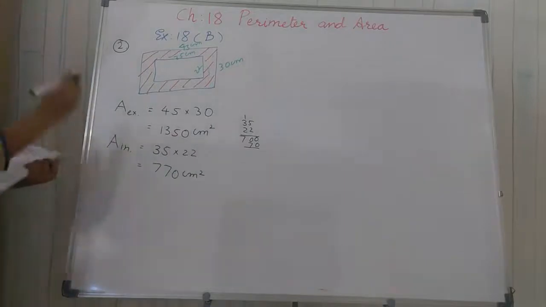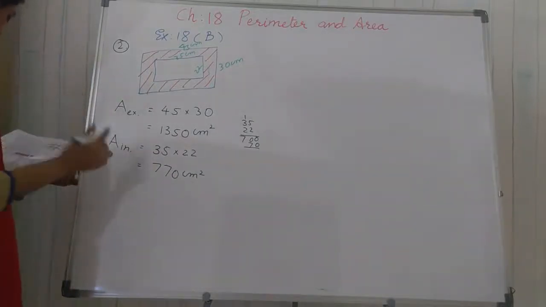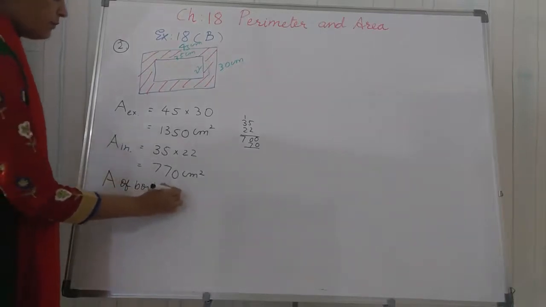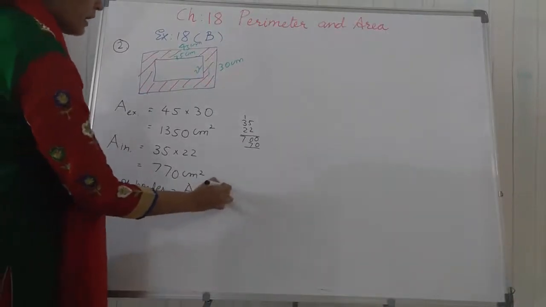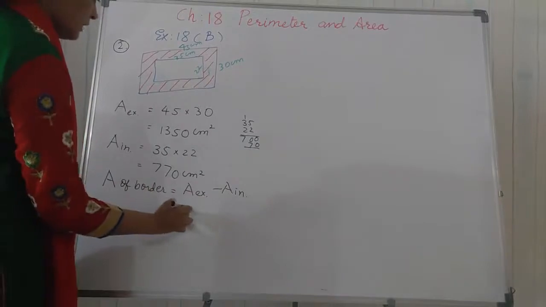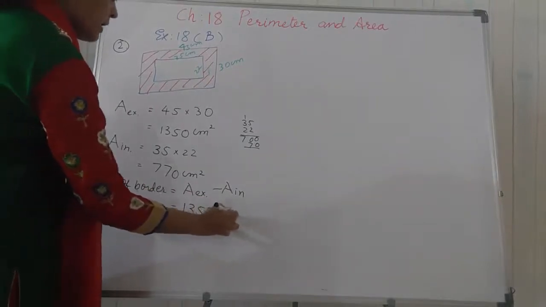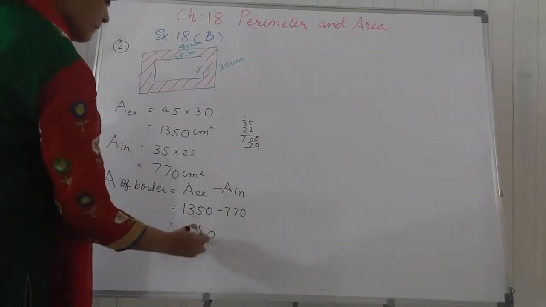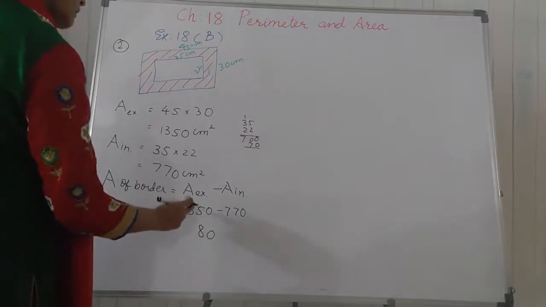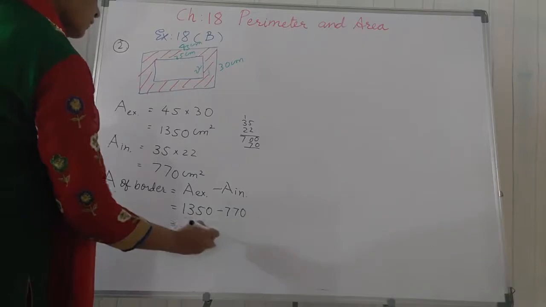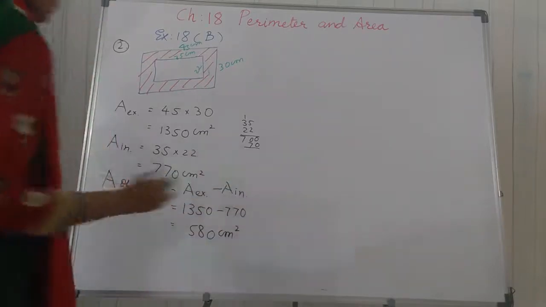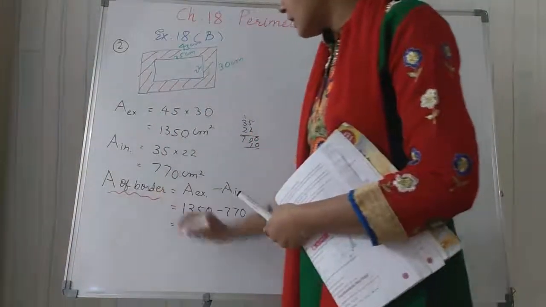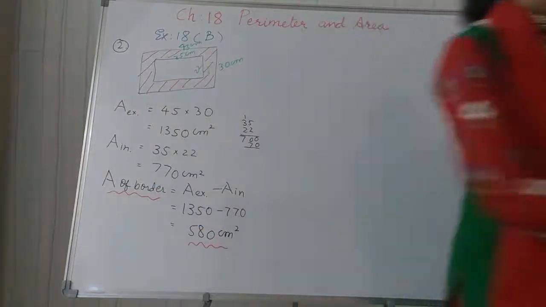So now we find the area of the border. Area of border is equal to area external minus area internal. For that, 1350 minus 770. So 0. 15 minus 7 is 8. Then here is 2, so 12 minus 7, 5. So 580 centimeter square, which is the answer of our question number 2. The area of the border they asked to find is 580 centimeter square.